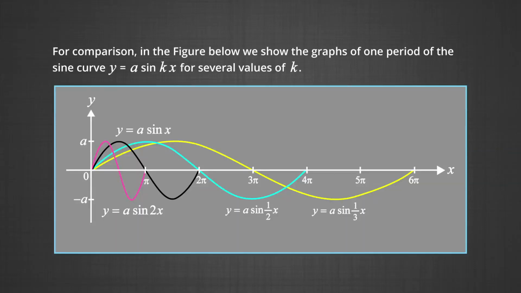For comparison, we will draw the graphs of 4 different functions on the same sheet. The black line represents the graph of the function y = a sin x. The pink line represents the graph of the function y = a sin 2x. The blue line represents the graph of the function y = a sin of half x, and the yellow line represents the graph of the function a sin 1 by 3 x. So, we can compare these four graphs with each other on the same graph paper.